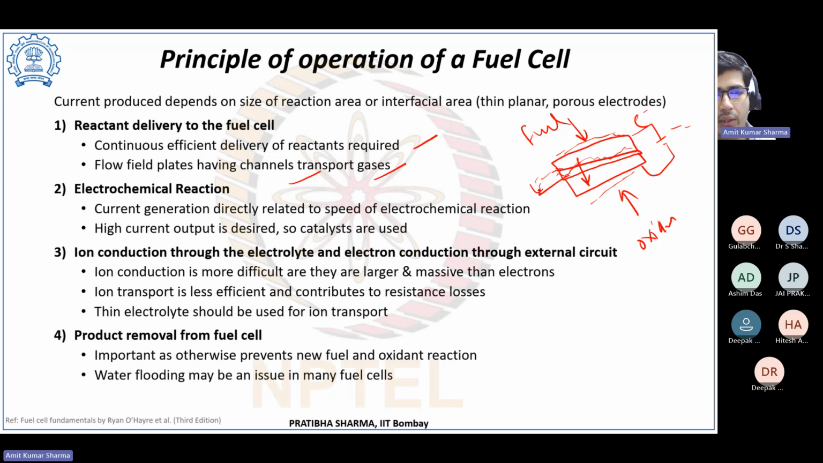Water flooding may be an issue in a fuel cell. At one side the water will be formed, so you need a proper mechanism to remove that product. Otherwise that will hamper the reactions. Water flooding may be an issue in many fuel cells.